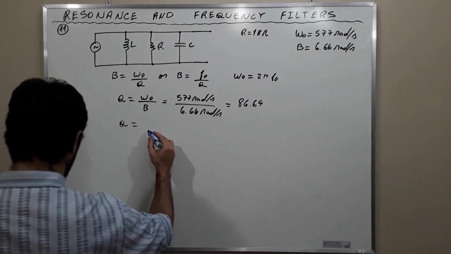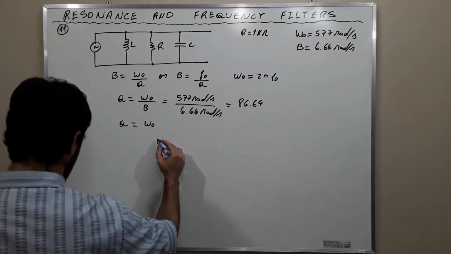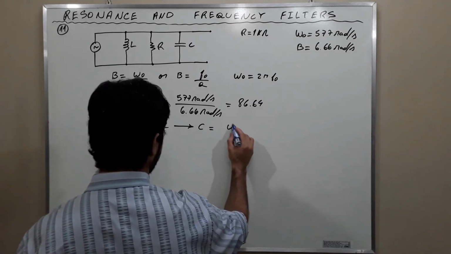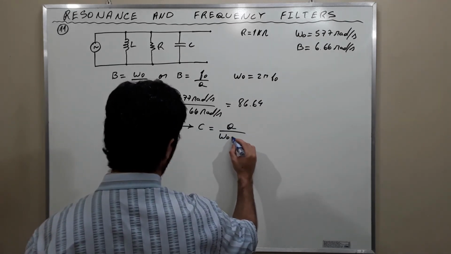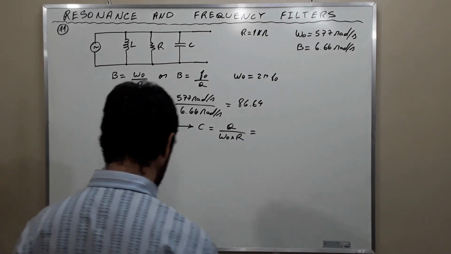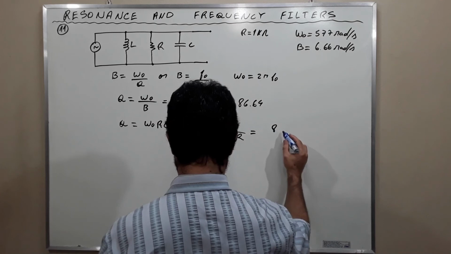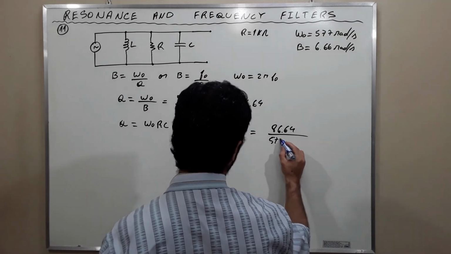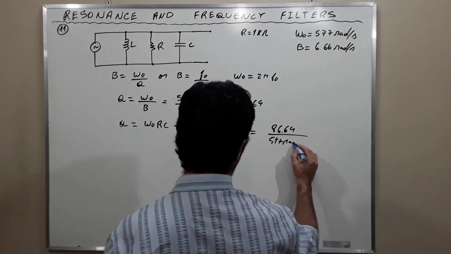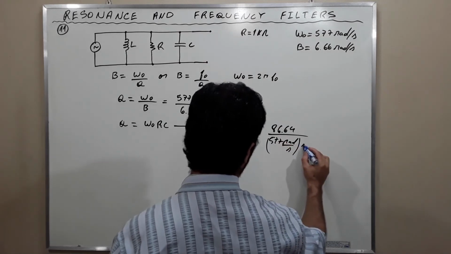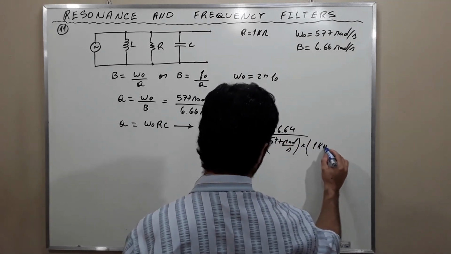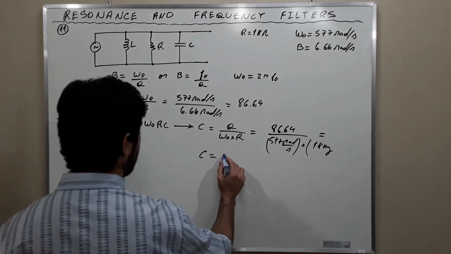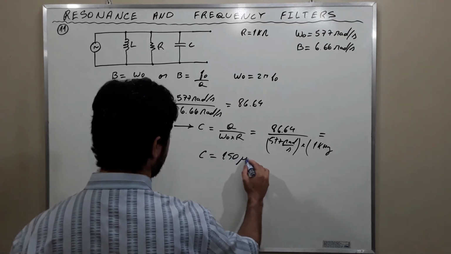Q is equal to W0 RC, where C is equal to Q over W0 times R, and using the values, okay, 86.64 divided by 577 radians per second, 1 kilohertz, we find a value for the capacitance equal to 150 microfarads.